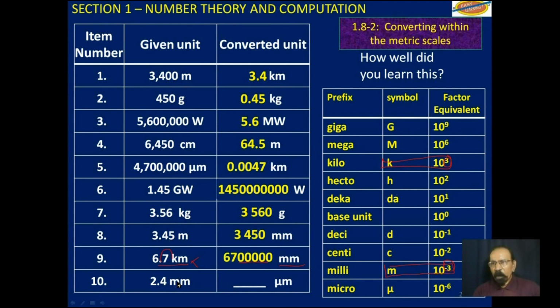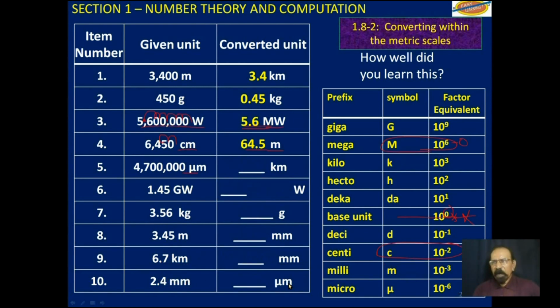And finally, 2.4 millimeters to micrometer. So we are at millimeter, which is here, and we are going to micrometer, which is here. So we are moving from a larger to a smaller. We will therefore have to multiply by our factor difference. And what is our factor difference? Negative 3 minus a negative 6, which would give us negative 3 plus 6, which would give us 10 to the third power. So we will need to move this point 3 places, which would give us 2,400 micrometer.